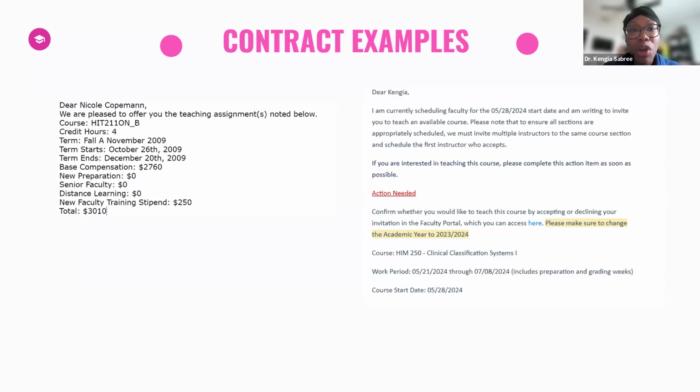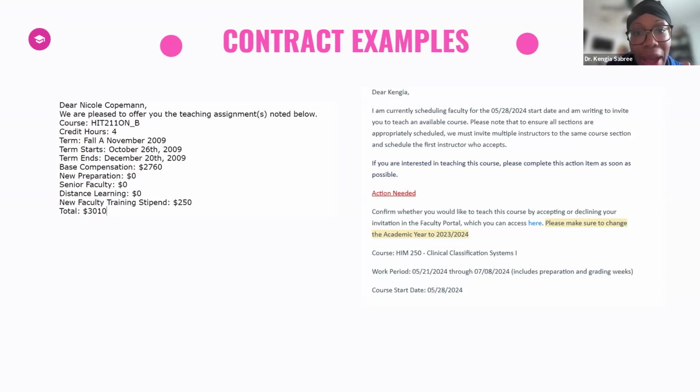And then Dr. Copeman, you mentioned this was sent via email, right? So you had to accept the contract? Right, yes. Okay, perfect. So the other example is mine, and it's a more recent one where I'm hoping to showcase that some schools will have an automated system when you are offered a course or a contract. They'll send you an email and it'll give this information.